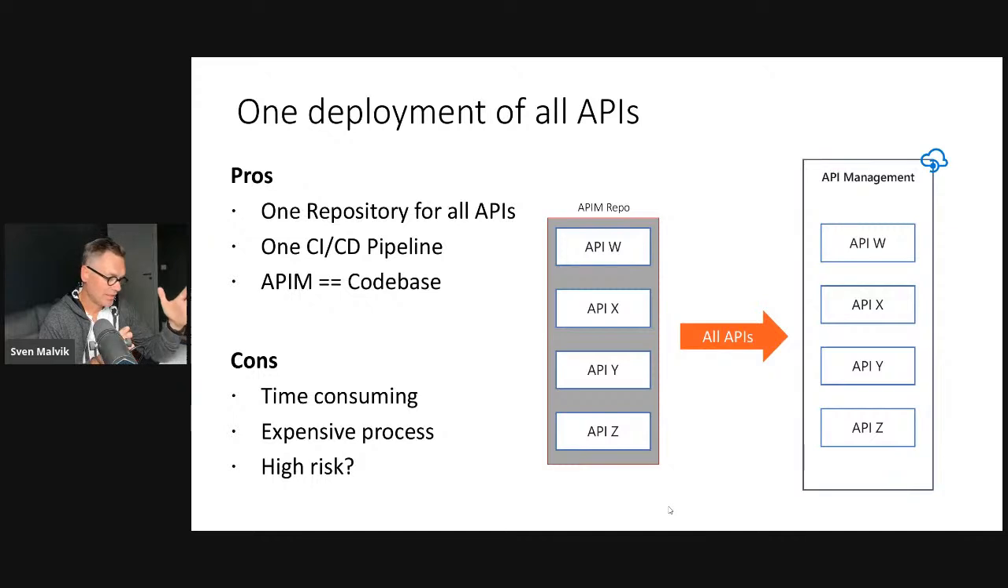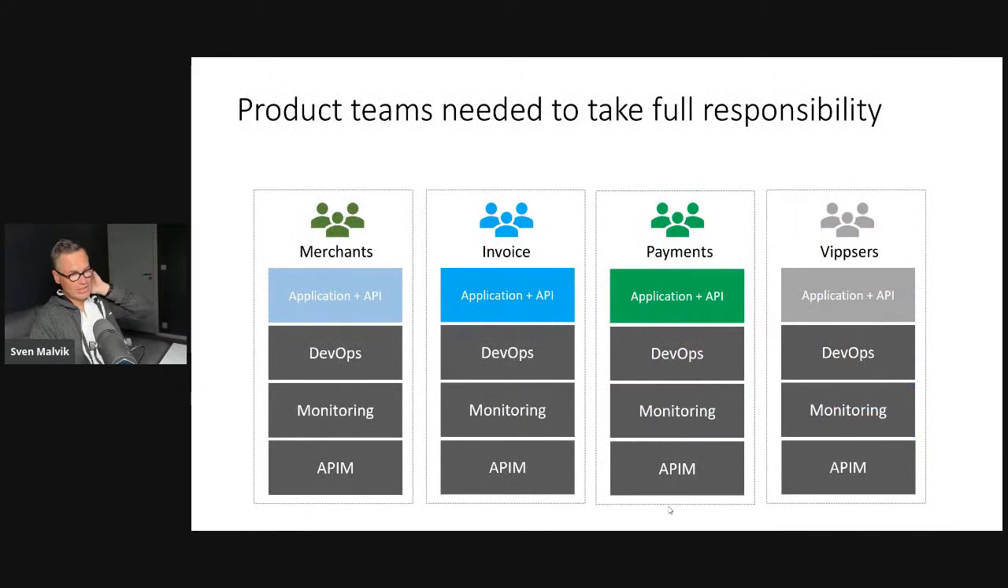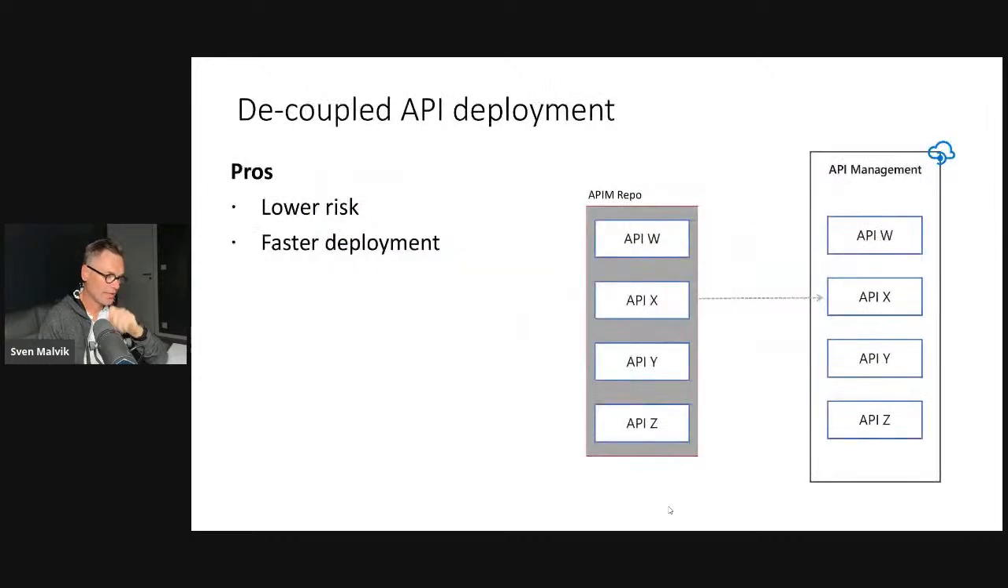because it's time consuming, because we are creating a bottleneck, and it's high risk, because what happens if something happened? The people working with Azure API Management don't know your API. So what we needed is that the teams take responsibility themselves. What we did basically is restructuring Azure API Management, or the APIM repository.